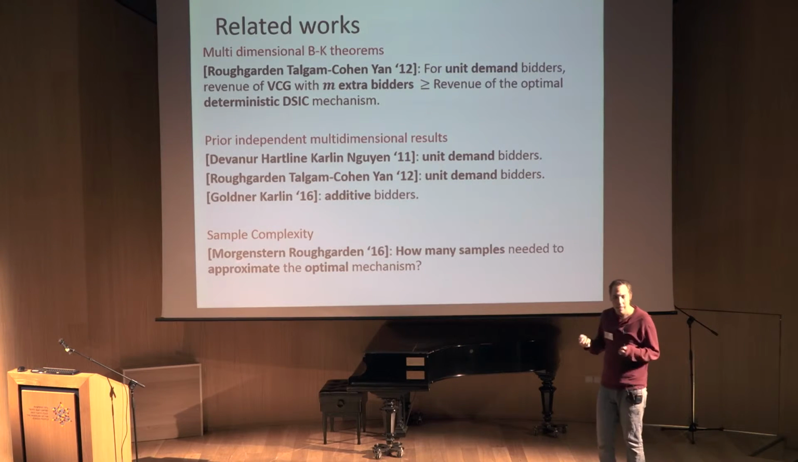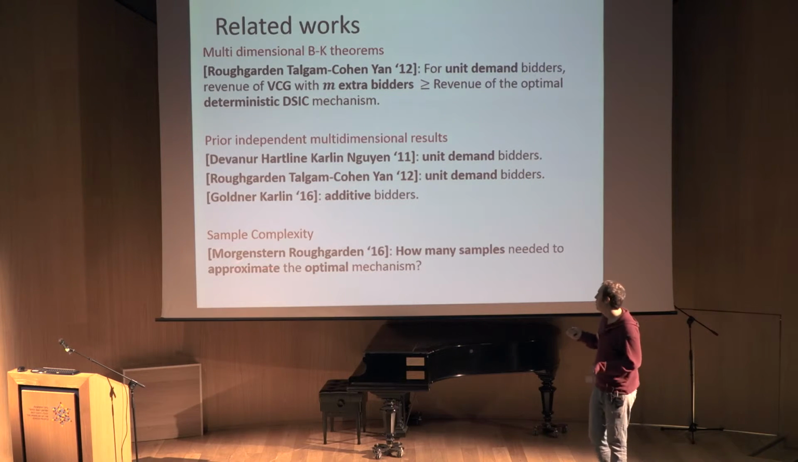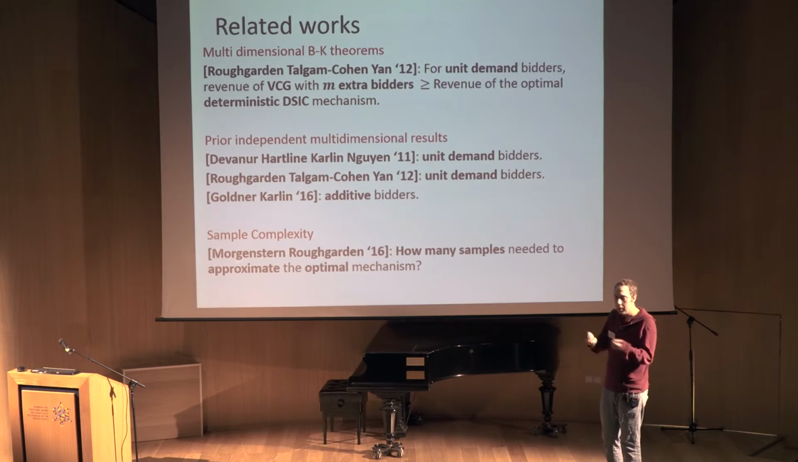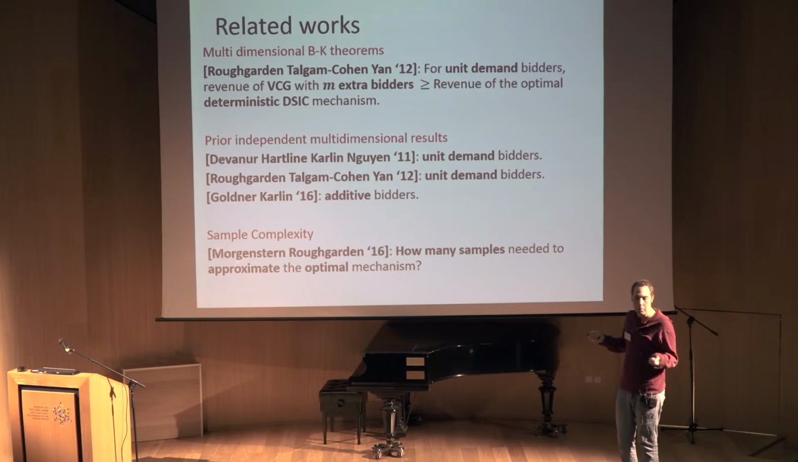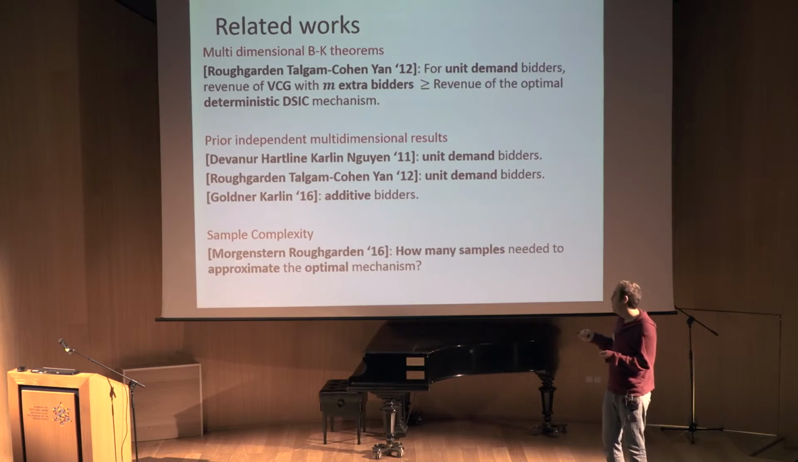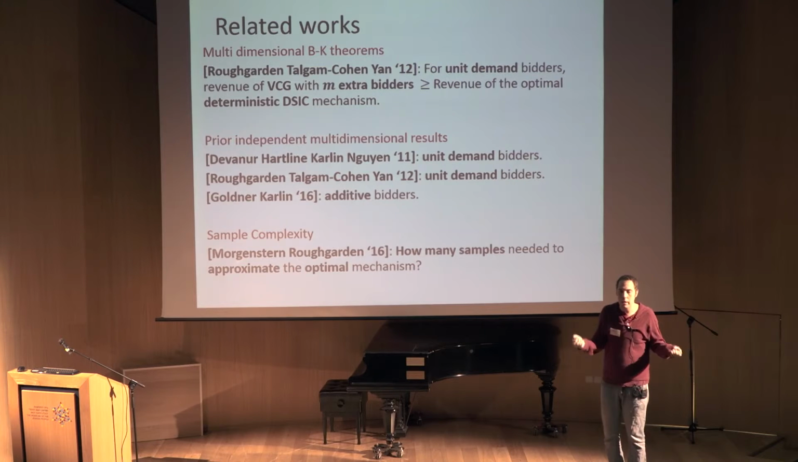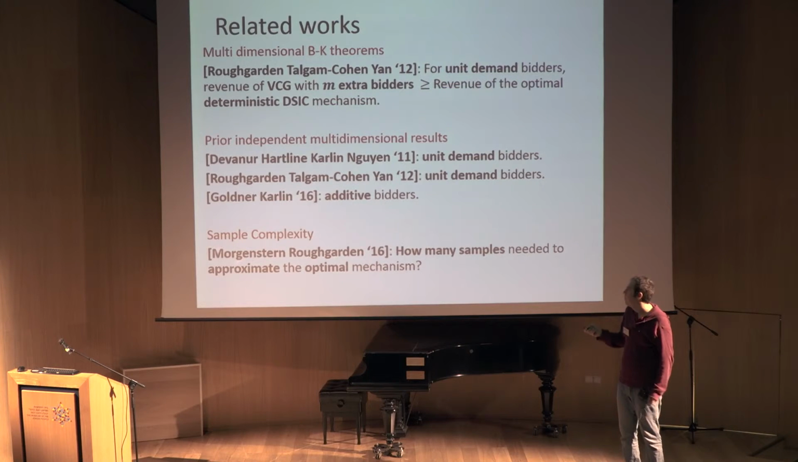And it also has some similar flavor to the notion of sample complexity, which means how many samples from the prior do we need, without knowing the prior, in order to learn the parameters that allow us to approximate the optimal mechanism. And the difference, again, is that we use the samples as bidders. We can actually allocate to them and charge them. And we don't approximate. We get above the benchmark.